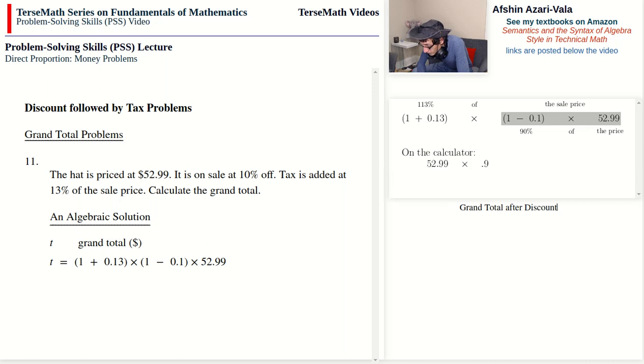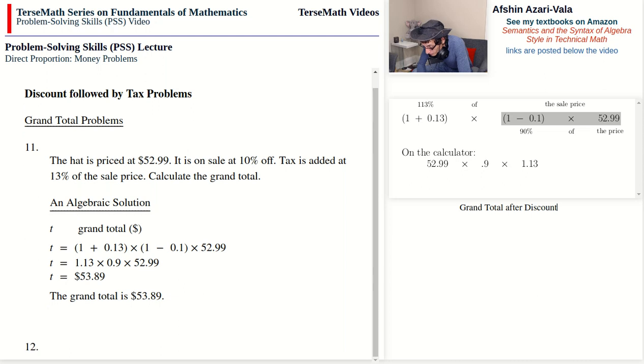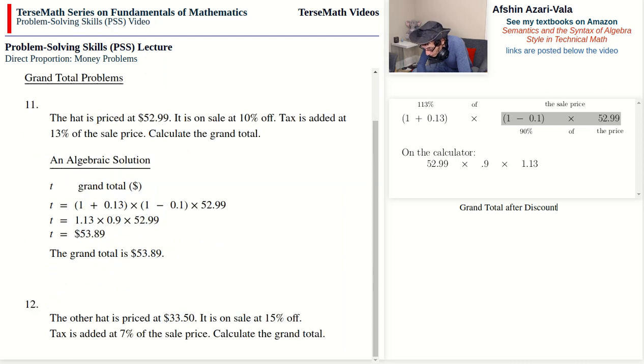And on the calculator, as I said, you enter $52.99, and then you multiply that by 0.9 to find 90% of it, and that gives you the sale price. Then you multiply by 1.13, which is the same as times 113%, and that gives you the grand total. So $53.89.